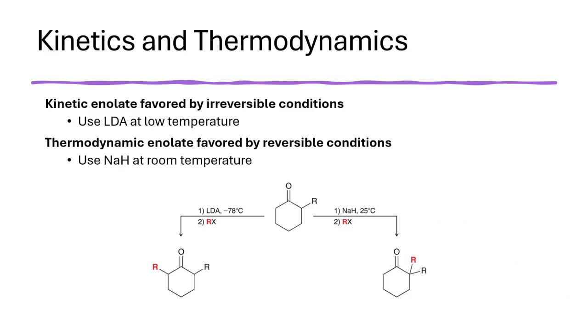Kinetics and thermodynamics. The kinetic enolate is favored by irreversible conditions. The way to achieve this is by the use of LDA, for example, at a low temperature, followed by alkylation. Then we achieve the product that is the kinetically favored product. Or the thermodynamic enolate is favored by the use of reversible conditions. For example, using sodium hydride at room temperature, followed by the alkylation, results in the thermodynamically favored product.